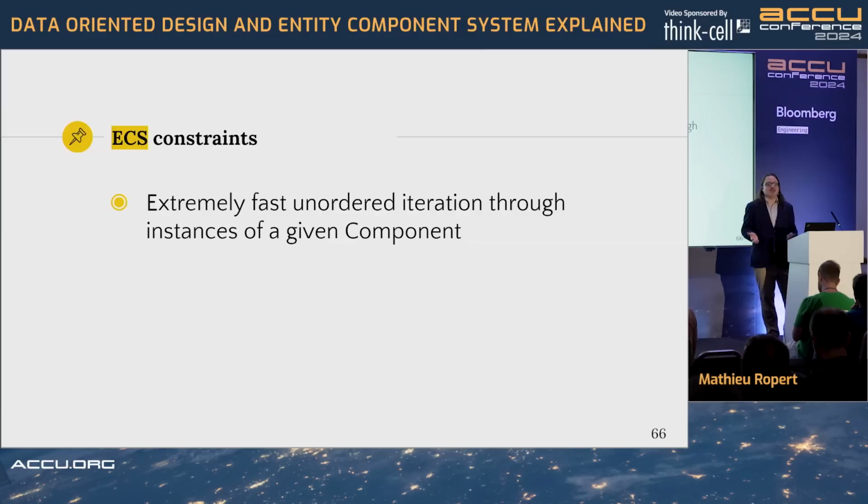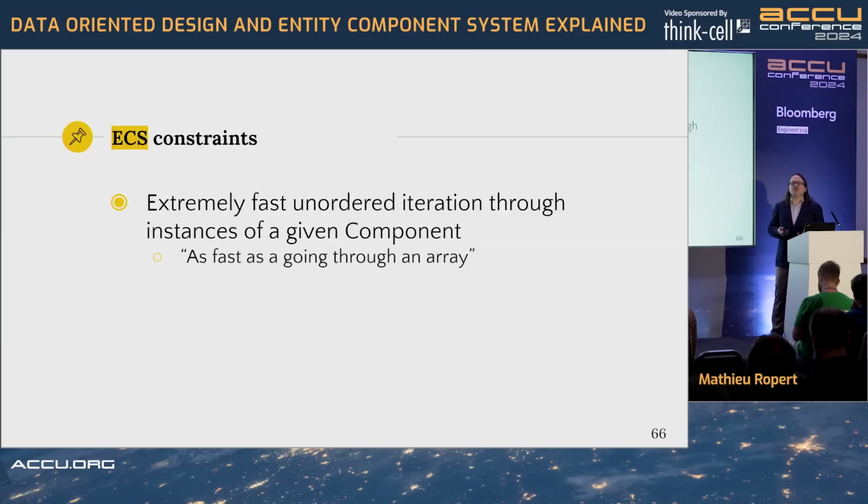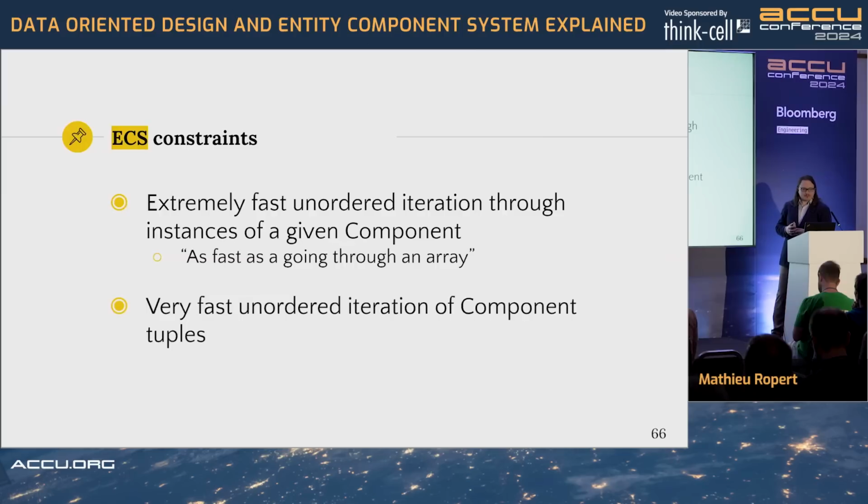That's basically the ideal world we want to be in, because as far as I know, on modern CPUs, you can't beat two vectors that are ordered the same way in a view if you want to iterate over something that has two components. If someone has a better idea, please throw it at me, but I think this is the best we can do. So as fast as going through an array is basically what we want to do.